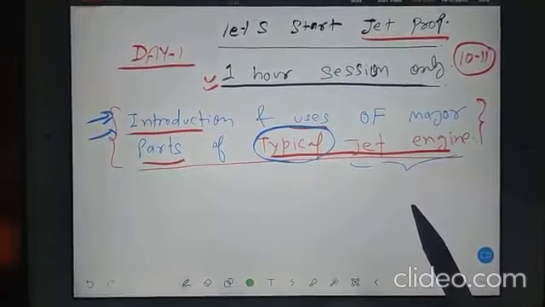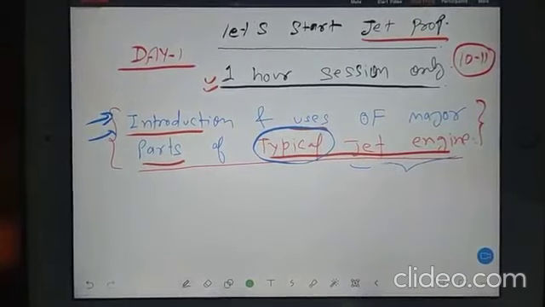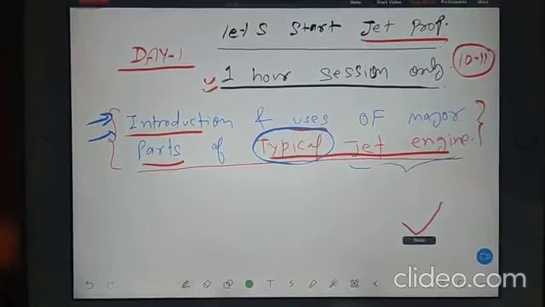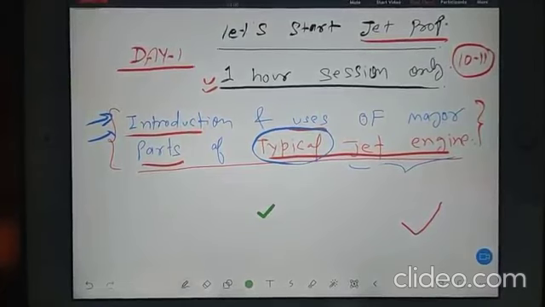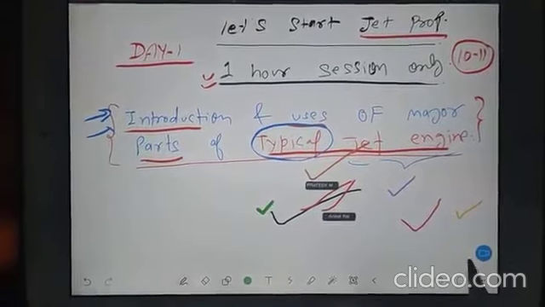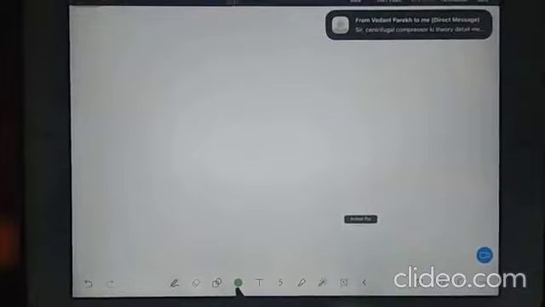Because everyone is joining, so please tick on the screen once you are done. Take the heading, then I will change the page and I will draw the diagram. Tick on my screen once you are done. Heading is introduction and uses of major parts of a typical jet engine. Some 4-5 students will tick, then I will understand. I'll go ahead. Okay. Now I'm changing the page. That's all. See guys.